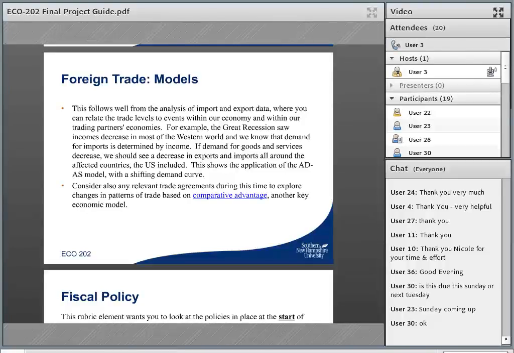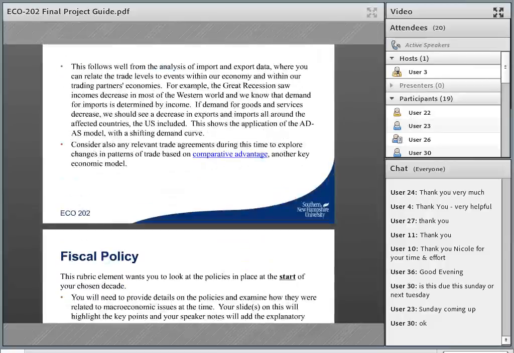We know that demand for imports is determined by income, and so when nations' incomes go down so drastically across the board, you're going to see a lot less exports and imports. We cannot sell as much to our trading partners because they have less money to spend. And we also can't import as much because we've got less money to spend on their stuff. So you would see that effect, for example, in our infamous aggregate demand, aggregate supply model.